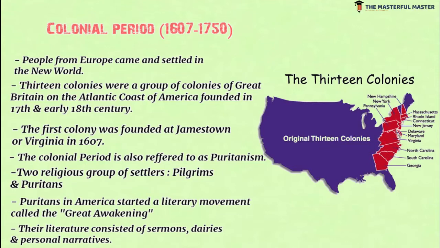During the 16th and 17th centuries, there was a lot of migration to America. People from Europe came and settled in the New World. The 13 colonies, also known as the 13 British colonies or the 13 American colonies, were a group of colonies of Great Britain on the Atlantic coast of America, founded in the 17th and early 18th century. The first colony was founded at Jamestown, Virginia in 1607.